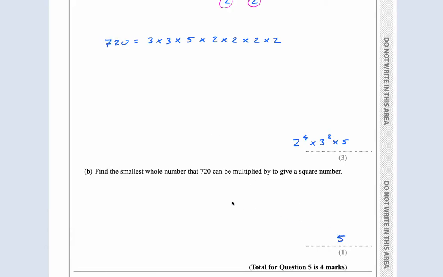5 is the smallest whole number that you can multiply 720 by to give a square number. There's no working required because it's only 1 mark. But if you want the working, it's 720 times 5 equals 3,600. And then the square root of 3,600 is 60. But remember, the answer is 5, not 60 or anything like that. It's the number that we multiply by. It is this number. Okay.